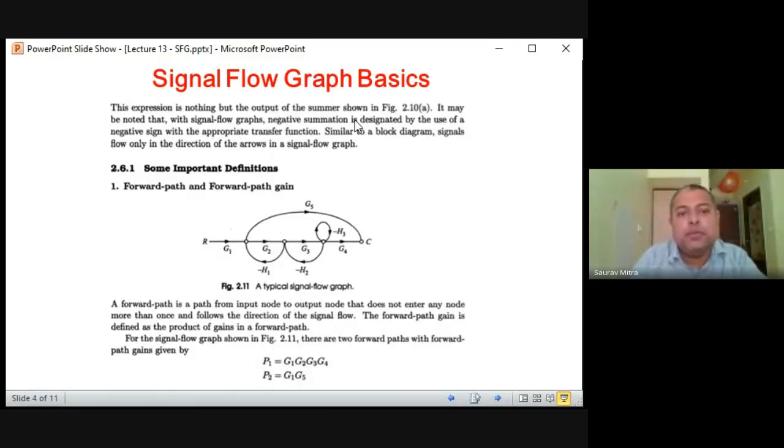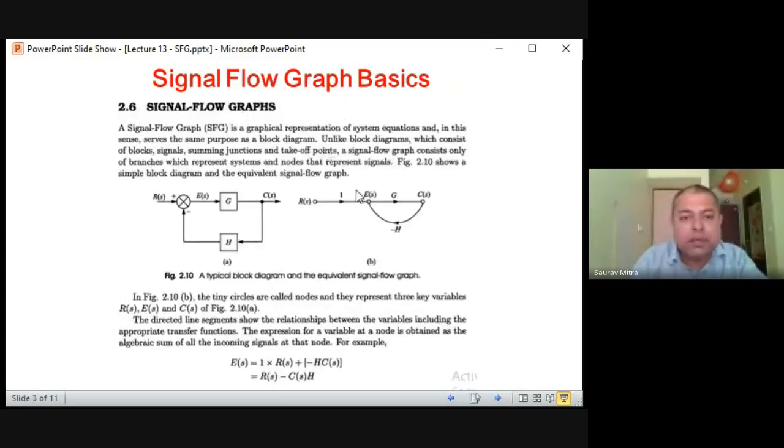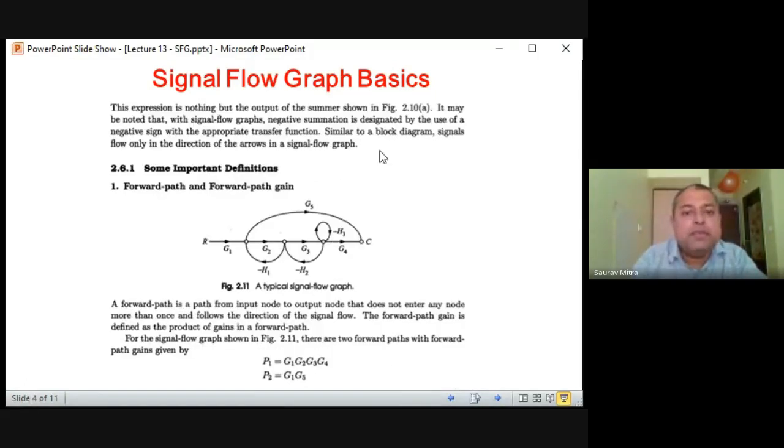Now the expression is nothing but the output of the summer, shown on a previous page. It may be noted that with a signal flow graph, negative summation is designated by the use of a negative sign with the appropriate transfer function. That means whatever H is there is shown as minus H because this H is connected to a negative feedback. Now similar to the block diagram, signal flows only in one direction, by arrow. So from left to right, we are showing the forward path.